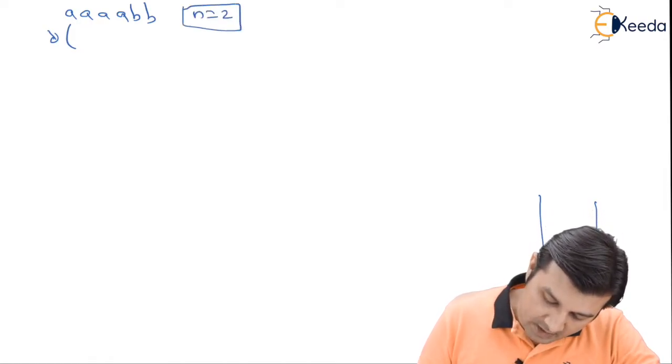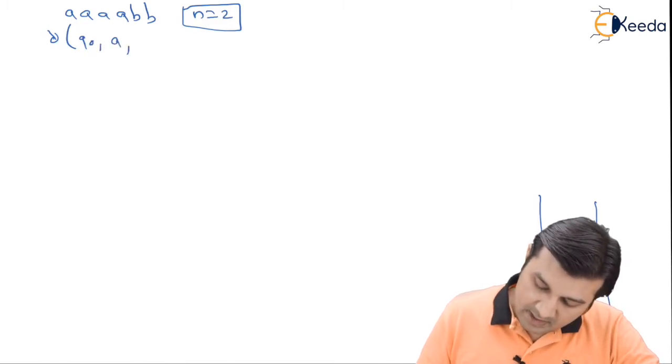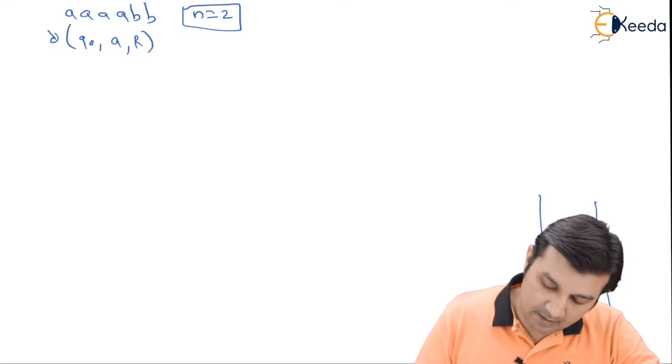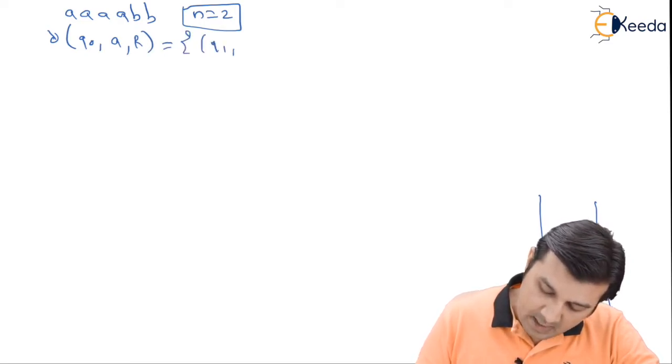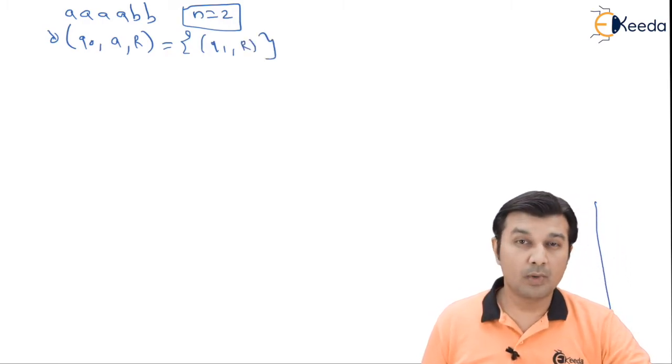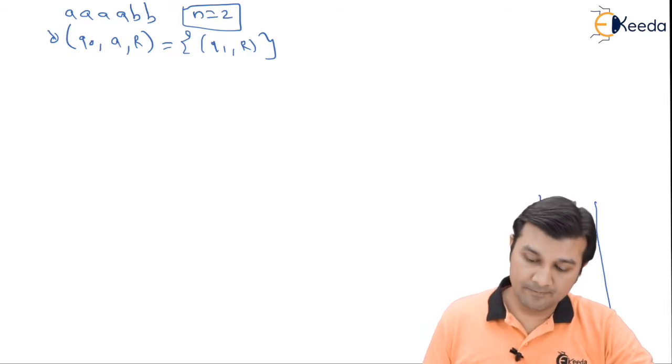So I'm in state Q0, input symbol is A, stack top is R. In that state, I say simply have a state change and do not do anything onto the stack, and therefore I say go to Q1 and the stack remains with R.